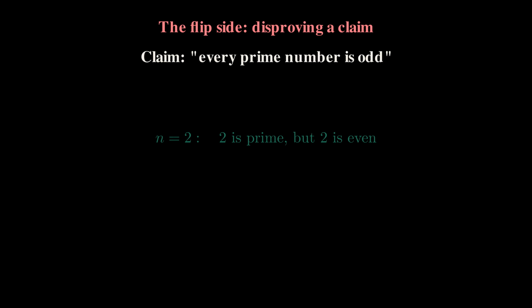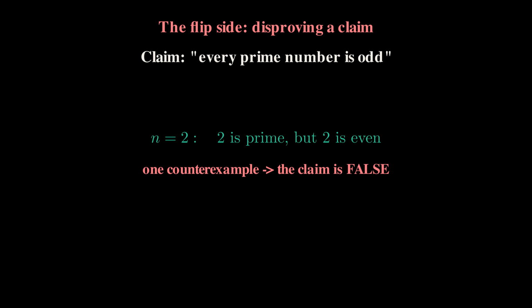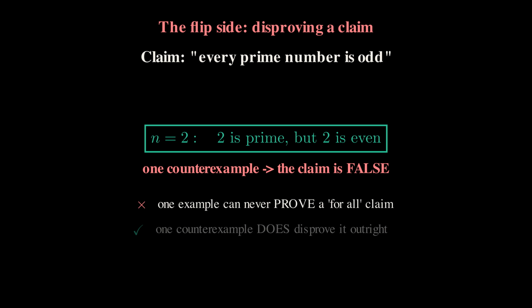And there it is. N equals 2. 2 is prime, and 2 is even. That single counterexample destroys the claim completely. It is now false, full stop. So hold the two ideas side by side. One example proves nothing about a for all statement. But one counterexample is a complete disproof. To disprove something universal, you only ever need to find one case where it breaks.